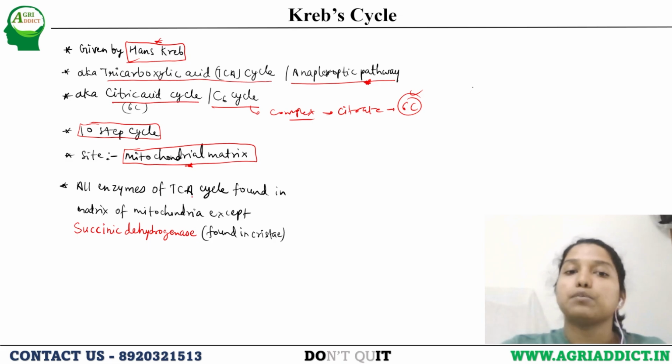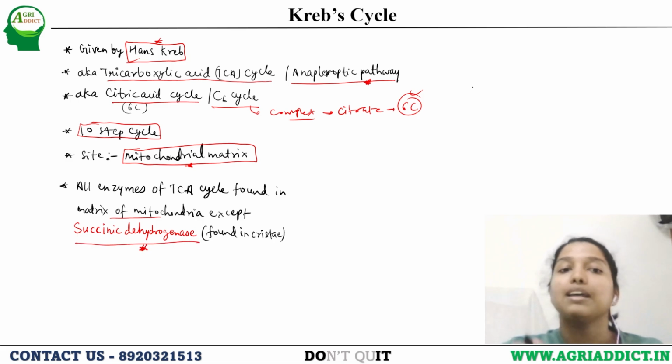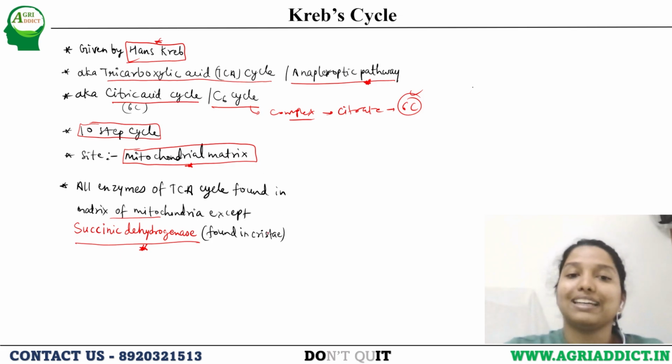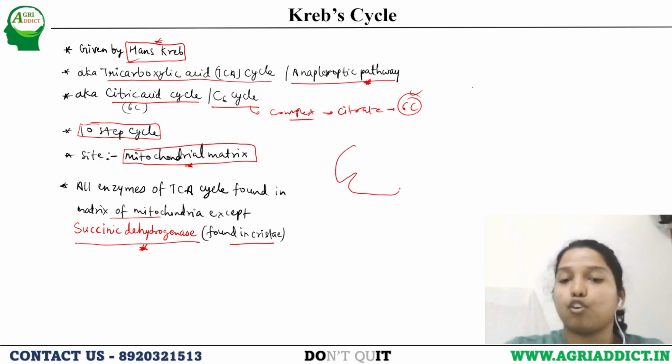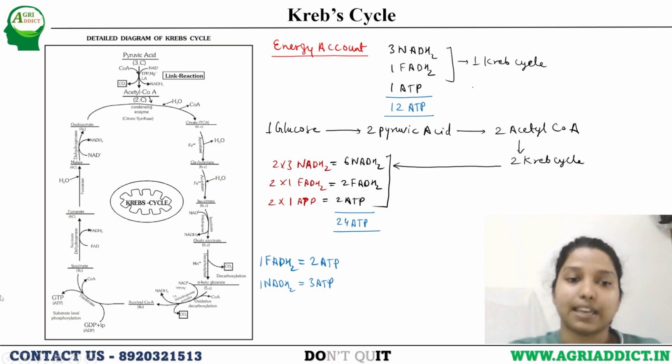And here, all enzymes of the TCA cycle are found in the matrix of mitochondria except succinic dehydrogenase. This you have to remember. Succinic dehydrogenase is found in the cristae. Cristae is that fold which I talked about, that kind of hole in the inner mitochondrial membrane. So in cristae, this succinic dehydrogenase enzyme is found. Now let's study the Krebs cycle in detail.